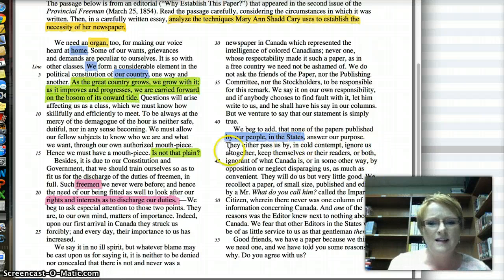And here when she's saying they, she's talking about all the newspapers that have said that they do support the free man. They support the fugitive slave. She said they don't, and they keep people ignorant.